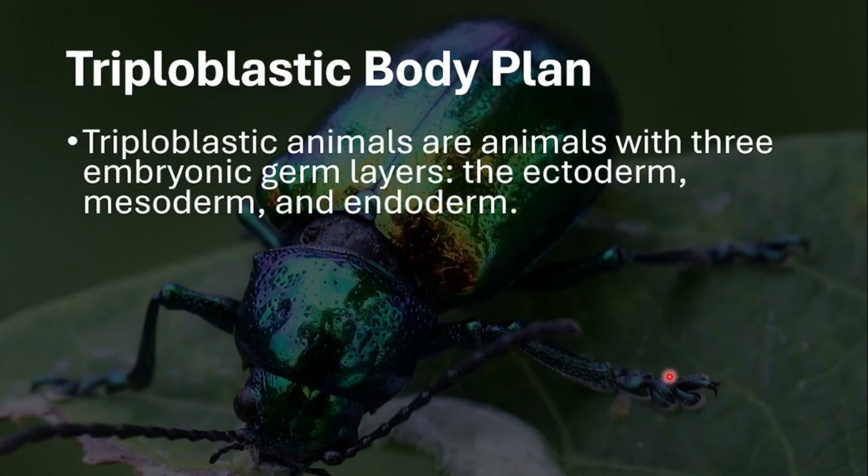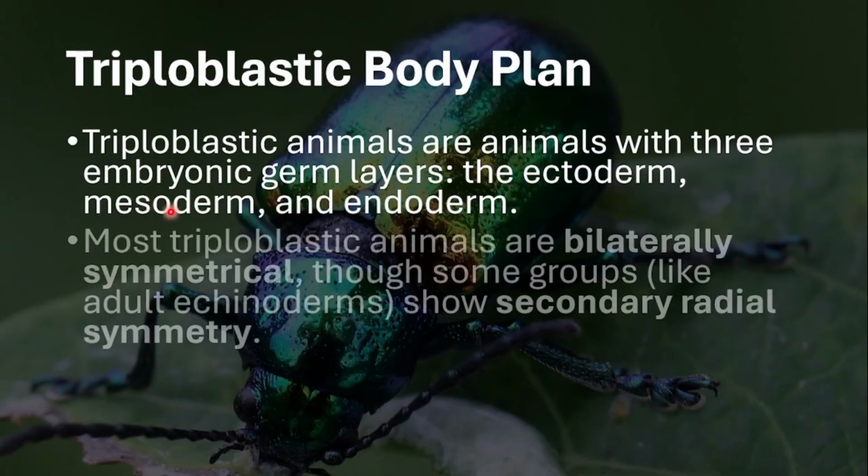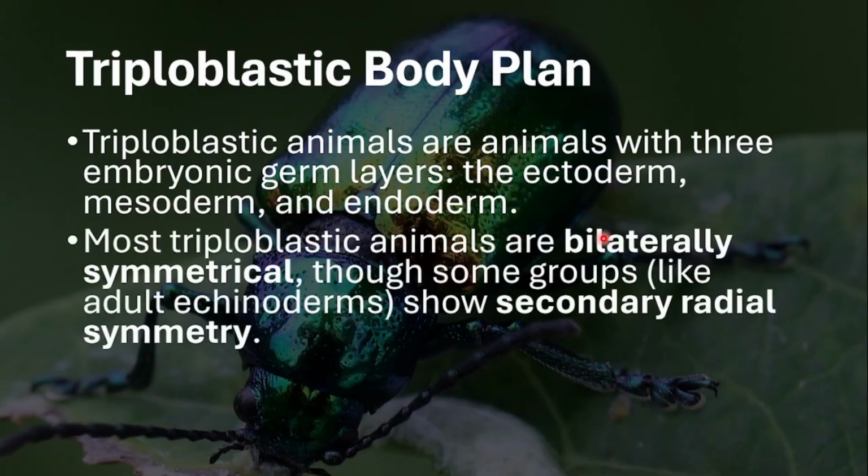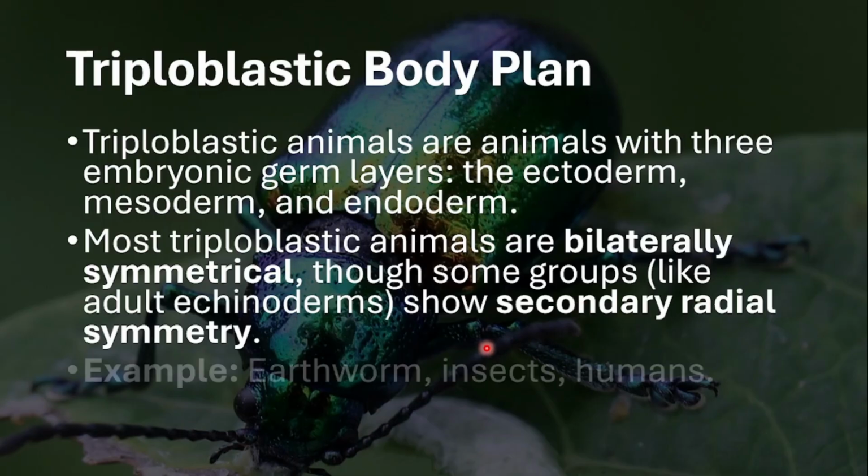These ones have 3 germ layers, but diploblastic only has 2 germ layers. So triploblastic animals are animals with 3 embryonic germ layers: the ectoderm, the mesoderm, and the endoderm. So it has the middle one, right? Most triploblastic animals are bilaterally symmetrical, though some groups like the adult echinoderms show secondary radial symmetry. So most of them are going to have bilateral symmetry.